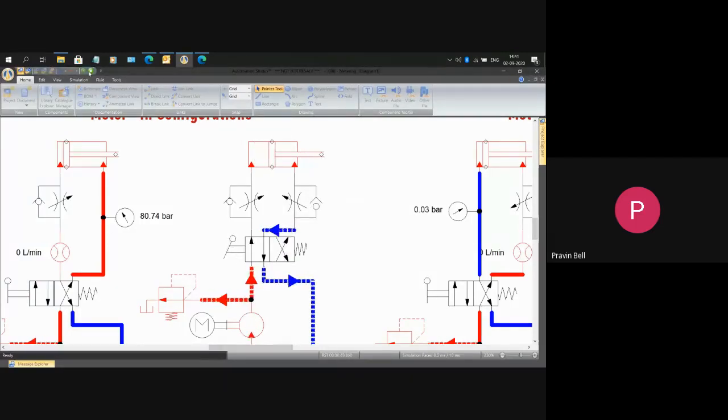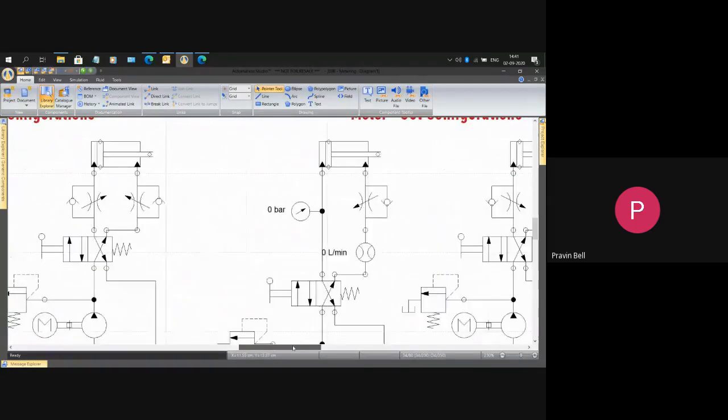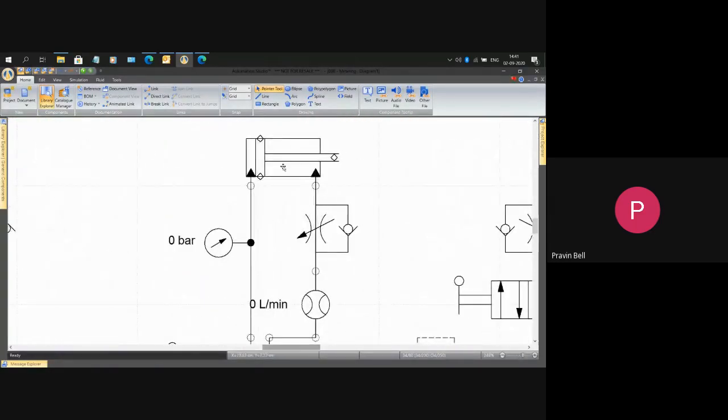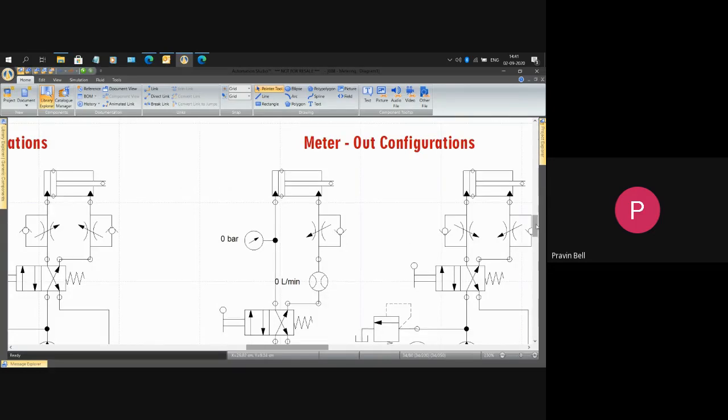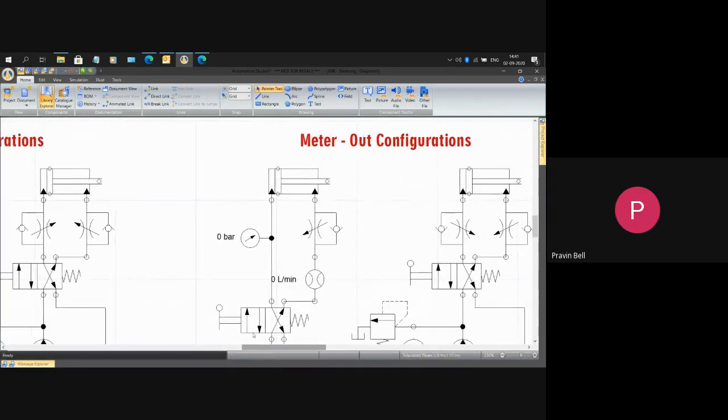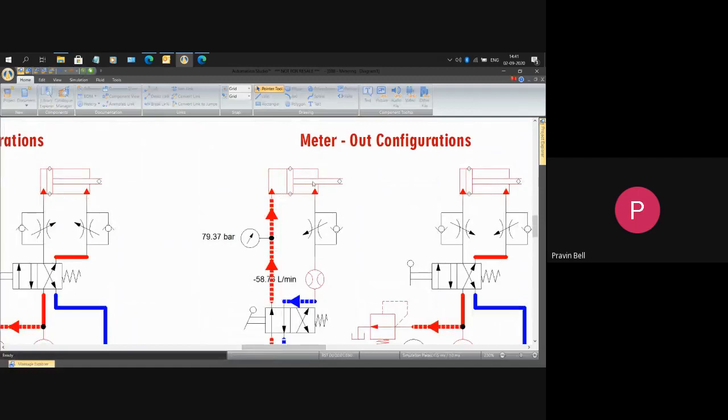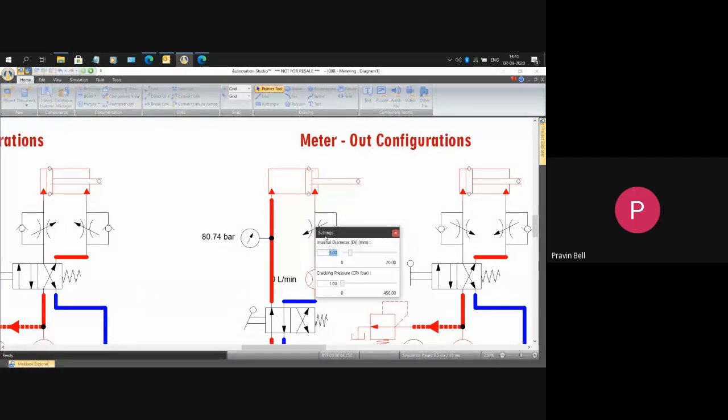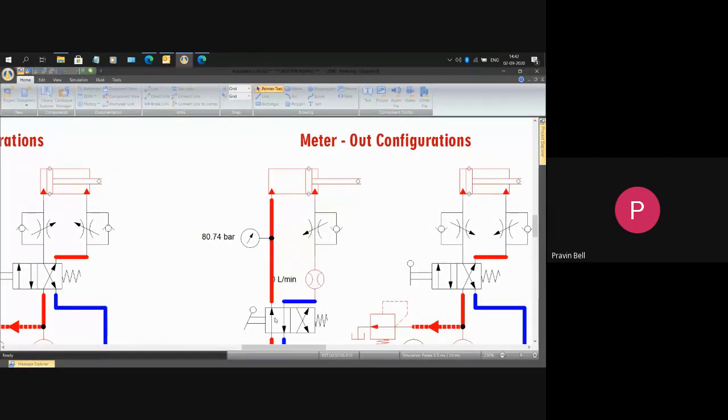So what is meter out? Meter out means the flow coming out of a particular cylinder. That means flow will come like this, and while coming out, it is passing through this orifice valve here. Whereas in the reverse direction, if fluid is coming from down here like this, then this non-return valve opens. So in this meter out configuration, the fluid coming out of this particular cylinder is metered here. That is why it is called a meter out configuration.